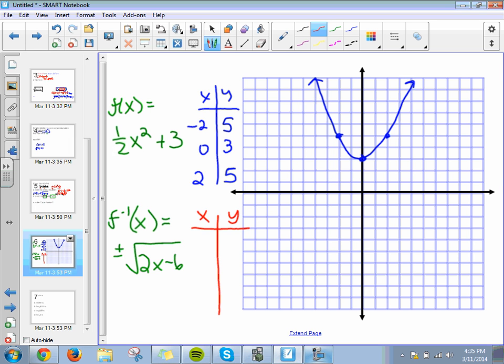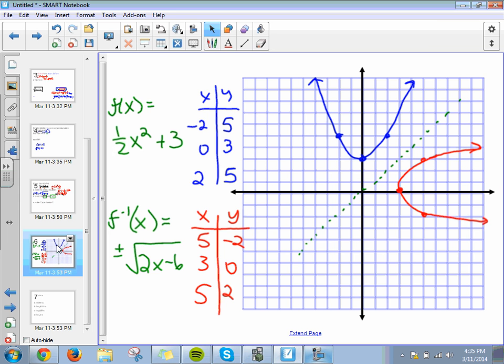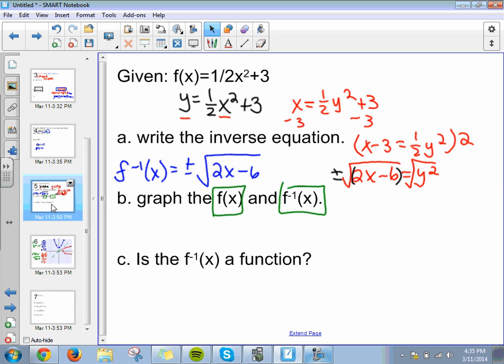Something's true about the table for an inverse function, and it's that it's the opposite. You literally take and you flip it. So we'll have 5, -2, 3, 0, and 5, 2. So I'm going to plot the point 3, 0, 1, 2, 3, 0. And we have 5, -2, and 5, +2. So we have, as it's going like that, and we can see that we have flipped it over our x equals y.